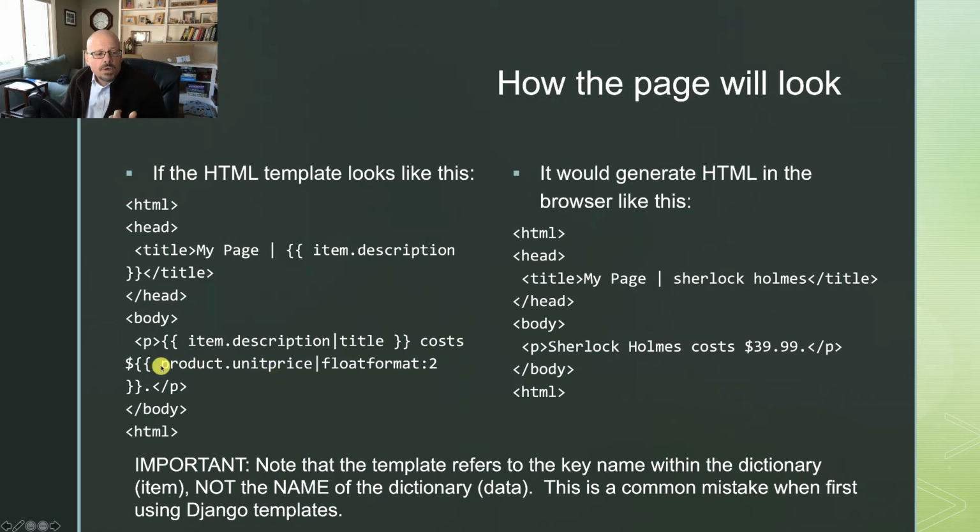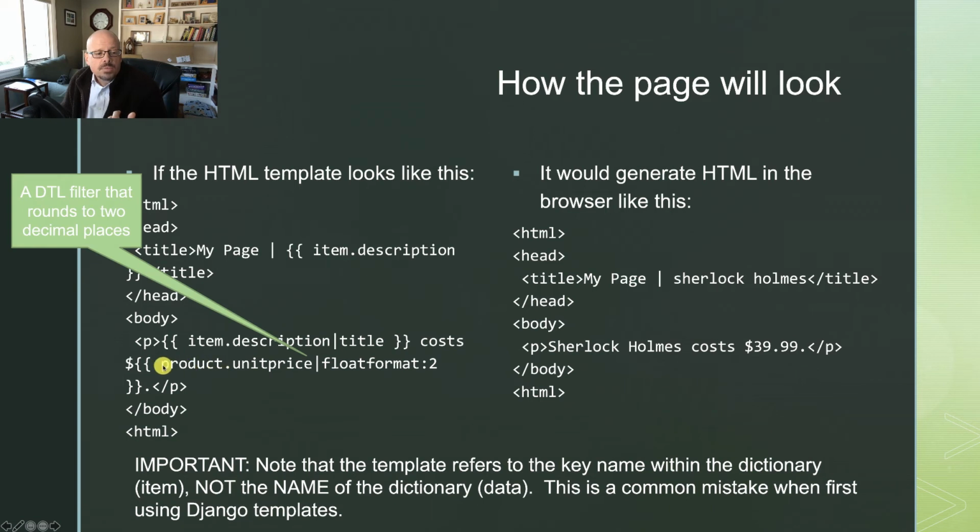This is a typo, by the way. This should not be product. This should be item. Okay, so that's a mistake. So make sure you fix that. That is actually supposed to be item, not product.